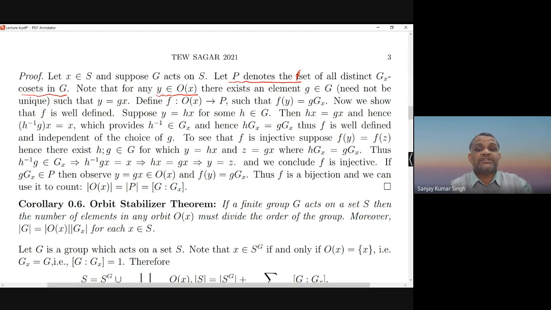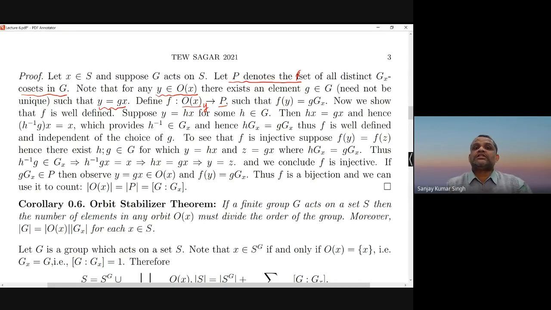There exists some g in G such that I can write y equals gx. Now what I'm going to do is define a map from this orbit to the set of all cosets of Gx in G. And what is this map? I'm sending any y here to g Gx.